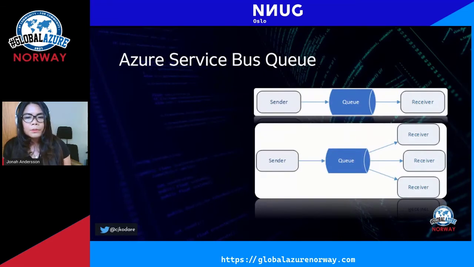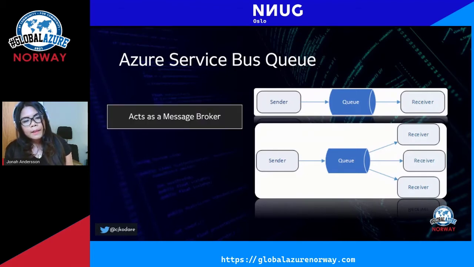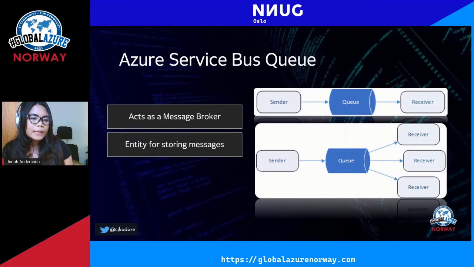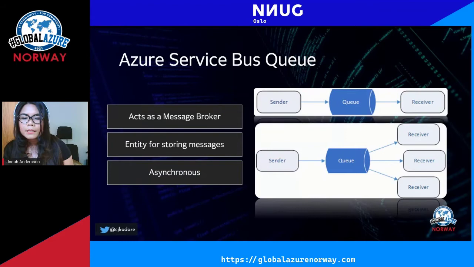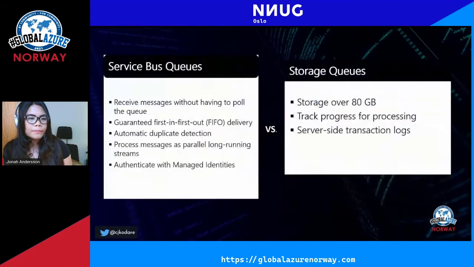And so there are two parts of Azure Service Bus: the queue, and the topic and subscription. The first one is the Azure Service Bus queue. A Service Bus queue acts as a message broker, where we can store the message from the sender, and then the receiver retrieves it from the cloud. A queue is an entity for storing messages, and it is asynchronous.